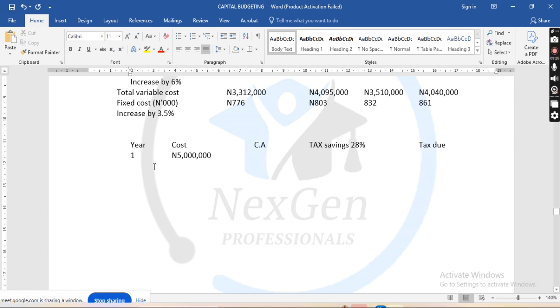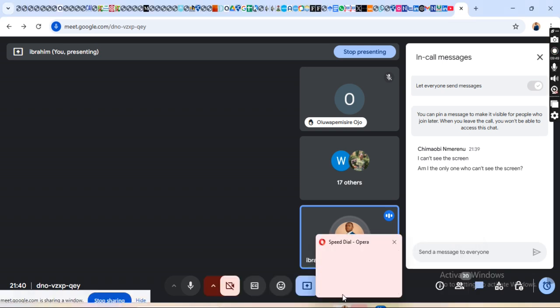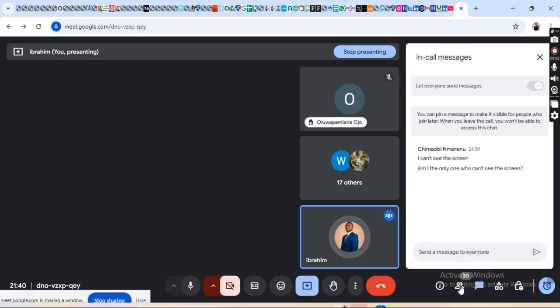So the CA, which is the capital allowance, you charge capital allowance on every year. CA is 25%. Please don't write CA in exam. CA means continuous assessment. So 25% on reducing balance. So you charge 25%. What is the 25% of 5 million? Quickly, what is the 25%? 1,250,000.